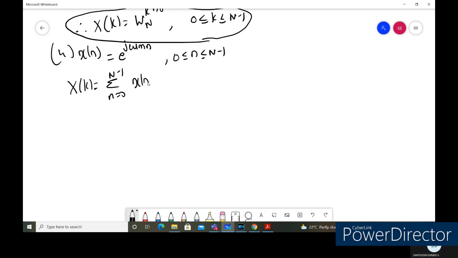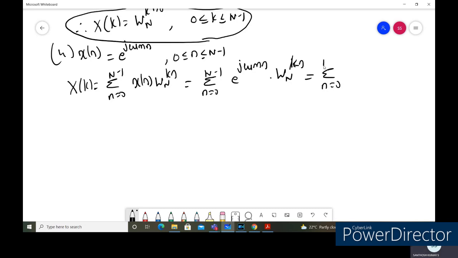x of n into omega N to the power of kn. Let me substitute the value for x of n. We can rewrite as summation n is equal to 0 to N minus 1, in place of x of n, e to the power of j omega m n into omega N to the power of kn. Now let us take n common among these terms. So this will become the summation n is equal to 0 to N minus 1 of e to the power of j omega m into omega N to the power of k, whole to the power of n.